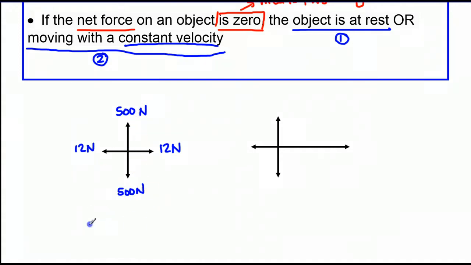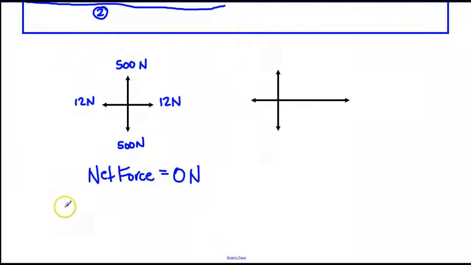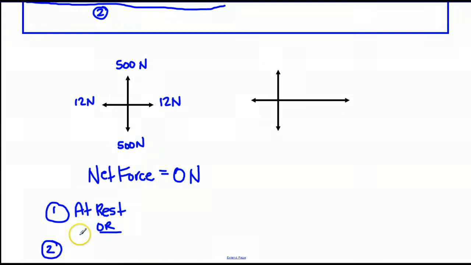So this is an example of where our net force is equal to 0 newtons in the up and down direction and in the side to side direction. So this object, we don't know, but this object could be at rest, or it could be moving along with a constant velocity. And the constant velocity thing might be a little hard to wrap your head around at this point, but you'll see in the next law why that makes sense. So it could also be moving with constant velocity.